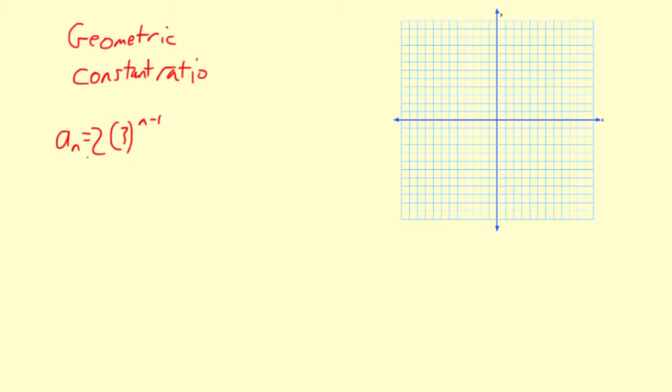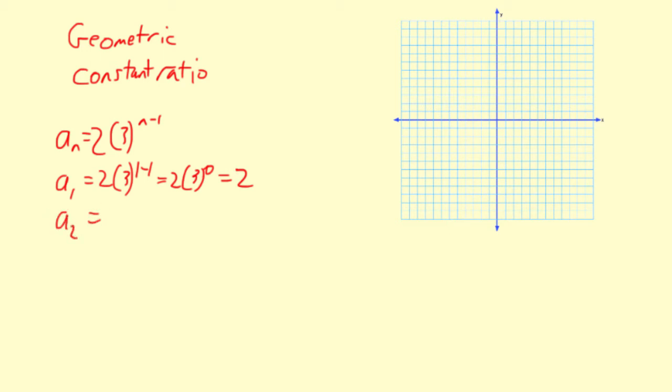So I'll show you how to find the first couple terms. Let's do A1. That means you put a 1 in here for n, and 1 minus 1 makes 0, so that equals 2 times 3 to the 0, and 3 to the 0 power is 1, so it's 2 times 1, or just 2. So the first term is 2.